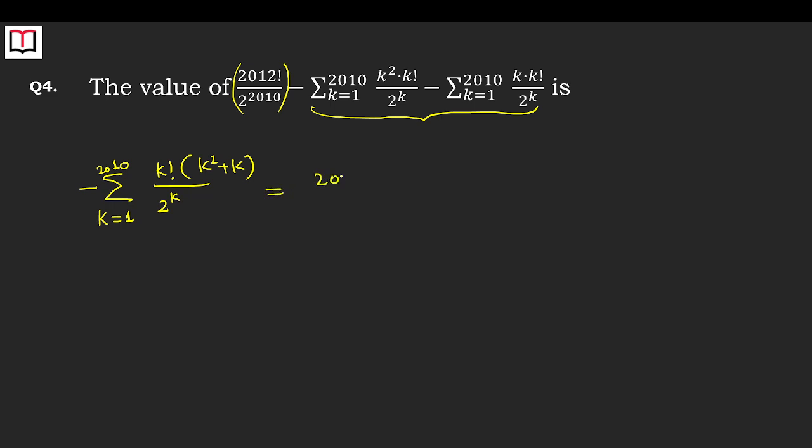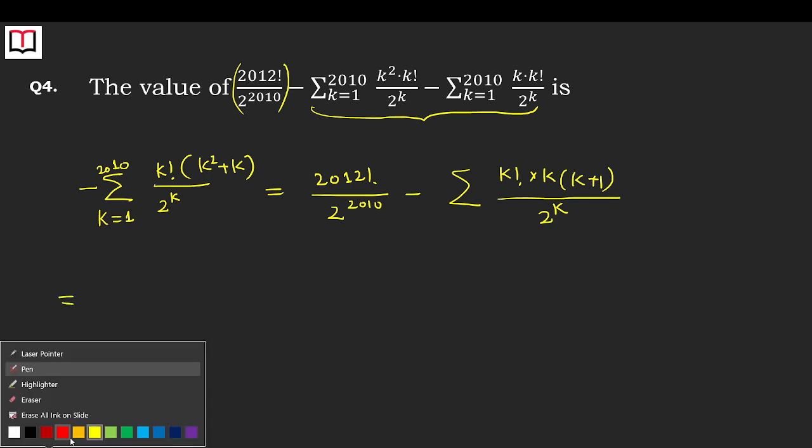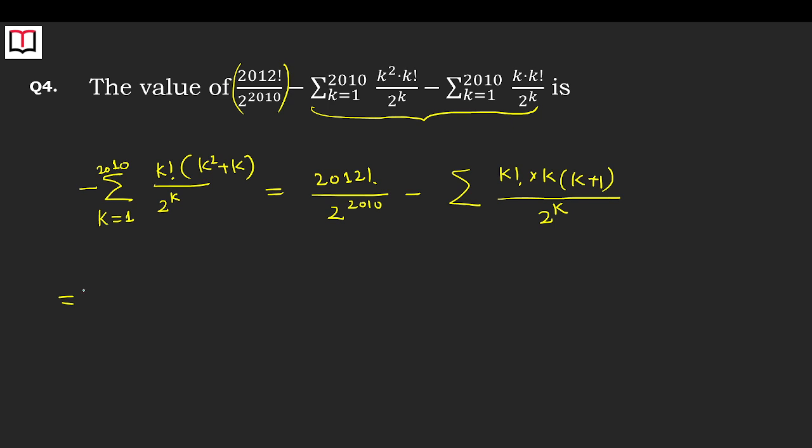So it is like 2012 factorial upon 2 raised to the power 2010 minus, okay, k factorial into k plus 1 upon 2 raised to the power k. So I will say that this is a beautiful question on again the same pattern which I've been talking about since the beginning of this video, and that is rewriting the general term as the difference of consecutive terms.